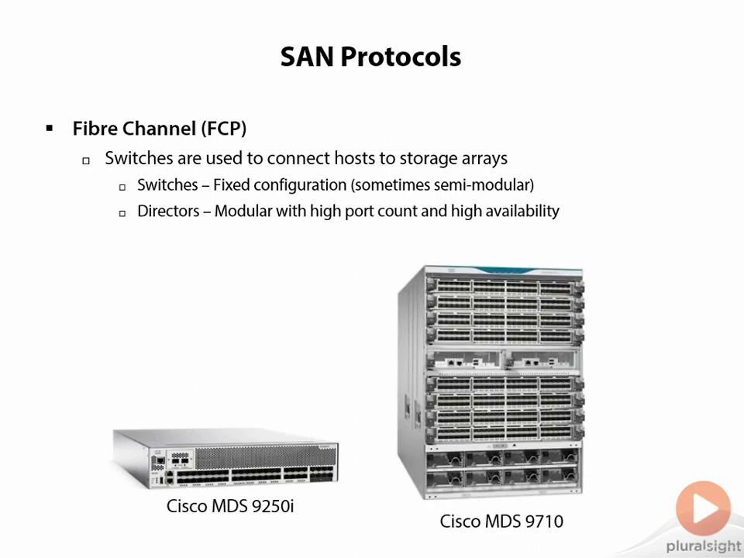And then we have directors, which are modular with a high port count and high availability. In this case, you have a Cisco MDS 9710. This has line cards that can be pulled in and pulled out. Here you see it's fully populated, but you could start off with just one line card, and then add additional line cards to give you more capacity as you grow. Everything is highly available and redundant: redundant power supplies, redundant memory, the line cards themselves. Everything is set up for a very highly available environment.